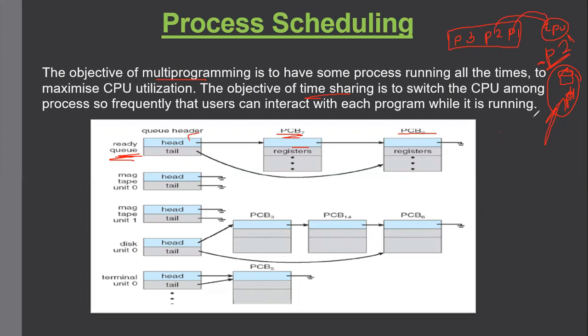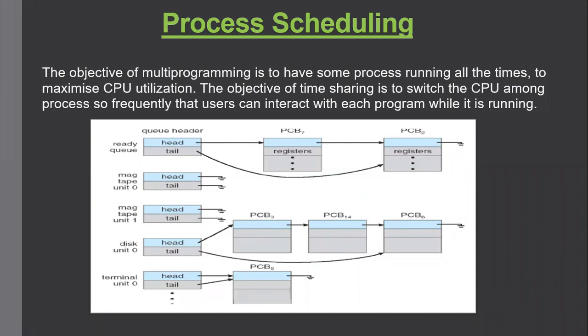Since there are many processes in the system, the disk may be busy with the request of some other process. In our case, the disk is busy with the request of P1. So P2 may have to wait for the disk, and the list of processes waiting for a particular IO device is called a device queue. Each device has its own device queue. So that is about your ready queue and other device queues.